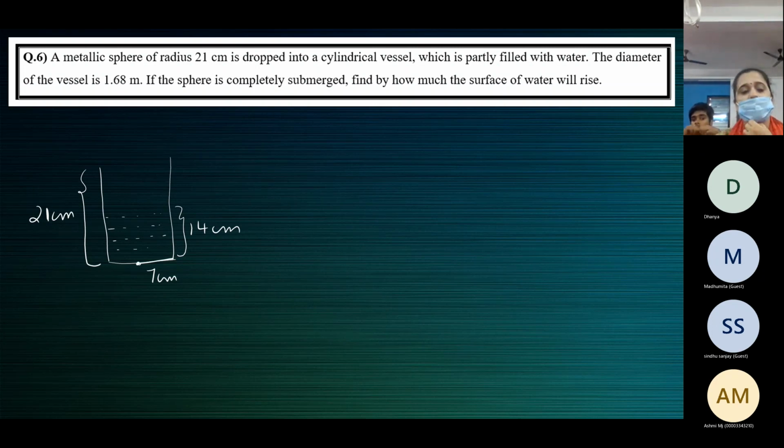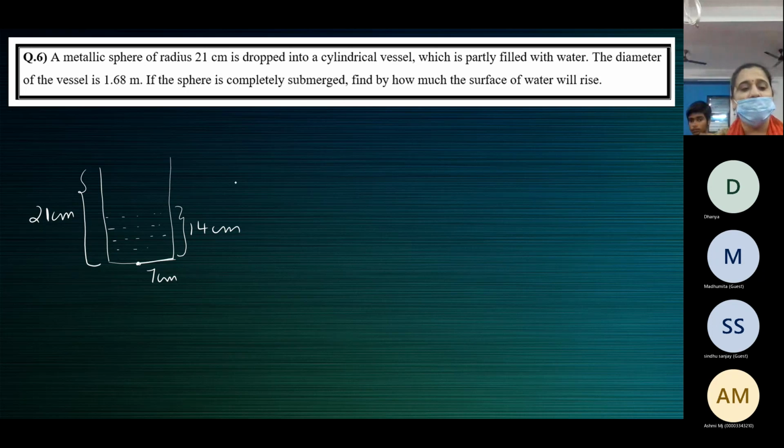All right. So I've tried to represent a cylindrical vessel. What is 7? Radius. The radius of the cylindrical vessel. What is 14? Height. Height of what? Height of the water. And what is 21? Height of the cylinder, the height of the vessel.